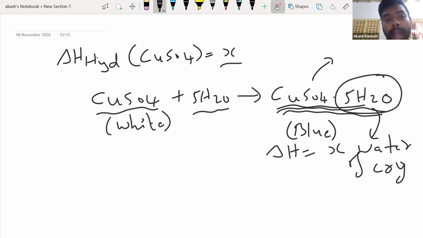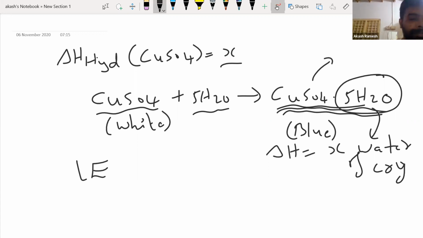Next thing is about the lattice enthalpy. Now lattice enthalpy, as I told you, is going to involve breaking of bonds, isn't it? Now, for example, if I say lattice enthalpy, I'll just write it as Le, right?